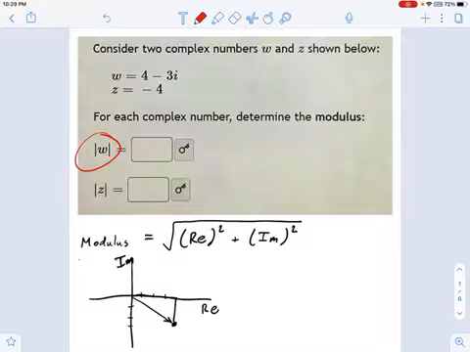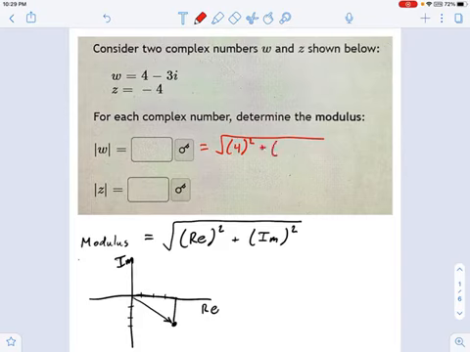That's what this absolute value looking thing means. The absolute value signs are how you write the word modulus using math symbols. So what we're going to do here is take the square root of the real part squared. So that's 4 squared. And then you're going to add to that the imaginary part, which is negative 3 squared. Then take the square root of the whole thing.